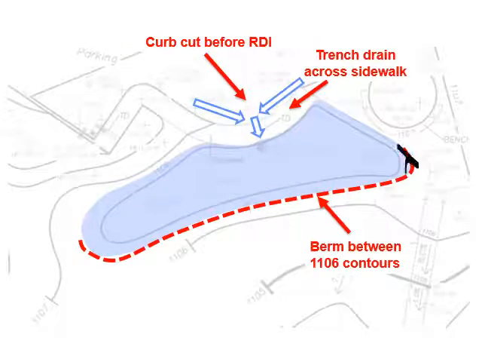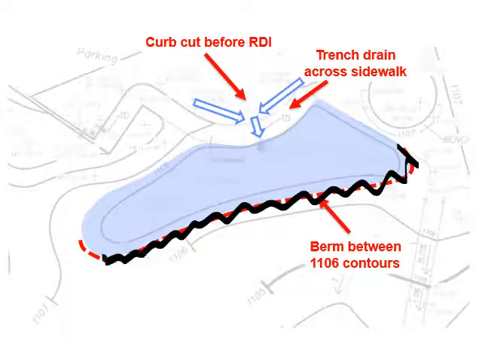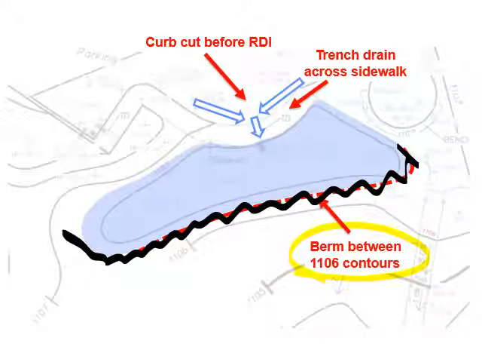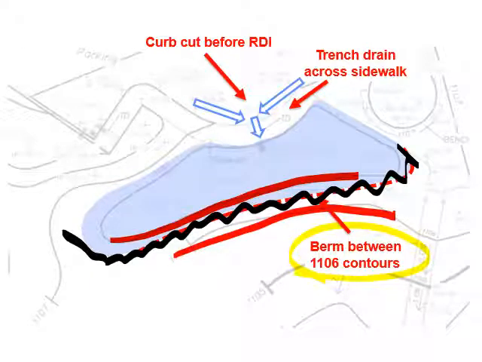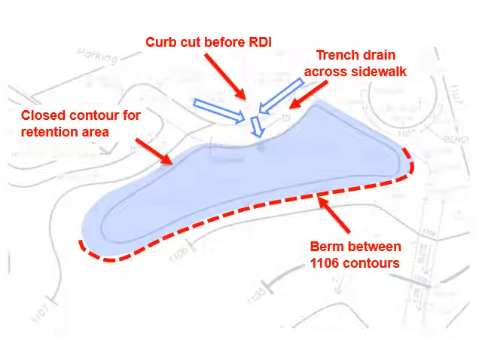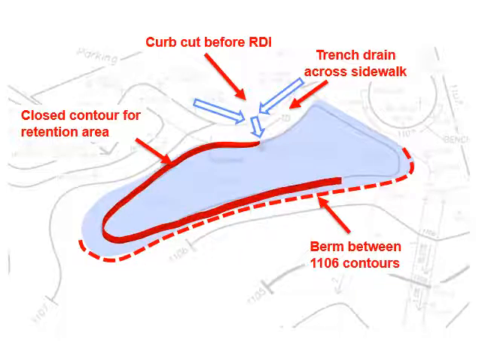Once again, you're going to create a berm on the back side. That berm is going to be between two contours. In this case, they are still the 1106. Always remember, those two contours have to be the same elevation. And of course, one of those contours could be the closed contour that designates your retention area.